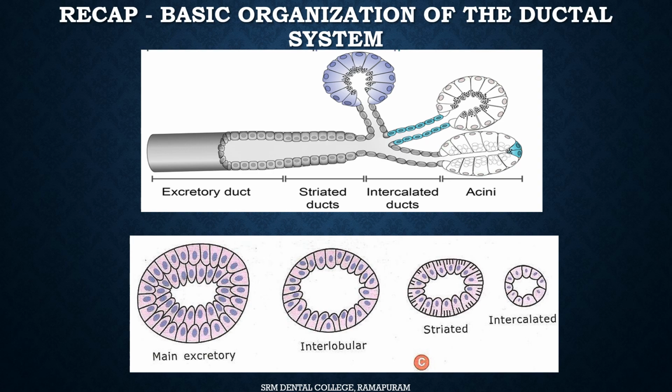The intercalated ducts are lined by simple cuboidal epithelium. The striated ducts are lined by simple columnar epithelium and show numerous basal striations that are nothing but basal infoldings of the cell membranes that are studded with numerous mitochondria. And finally, your excretory duct is lined by stratified squamous epithelium as it nears the oral cavity.